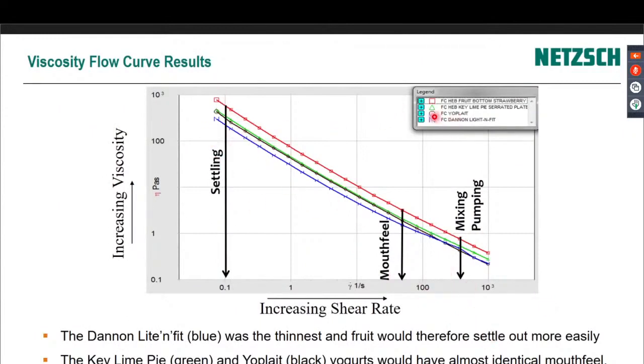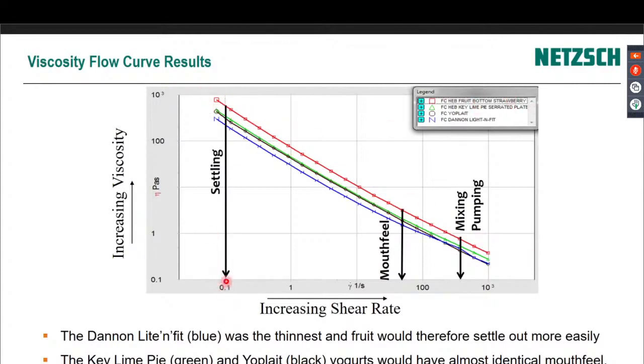And these are different products. We've got Danone, Yoplait, and then HEB, which is a company in Texas that make fruit on the bottom and other things like this. So the Danone yogurt, you see, is very shear thinning, but maybe not quite as shear thinning as the Yoplait, which is in black here. And the HEB is very similar. That's the key lime pie in green, and the fruit on the bottom strawberry in red, very aptly colored.